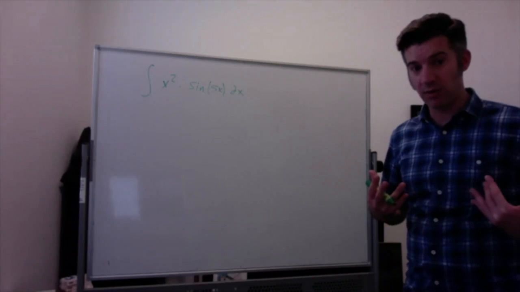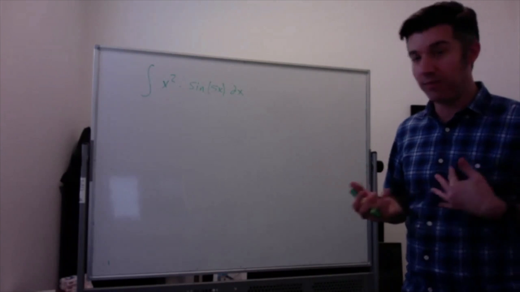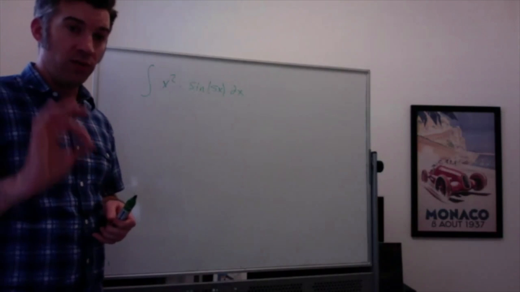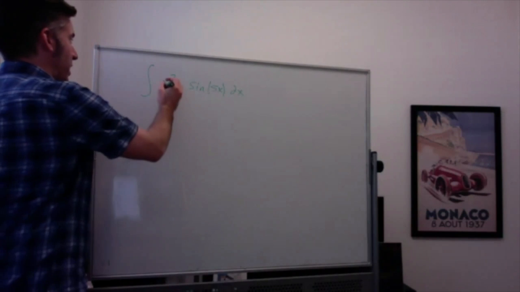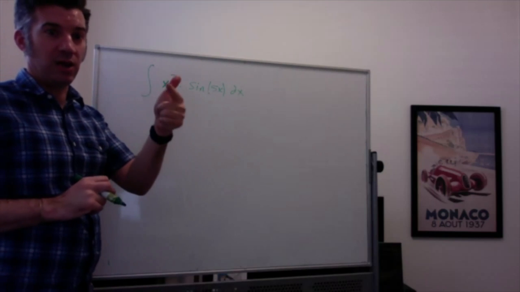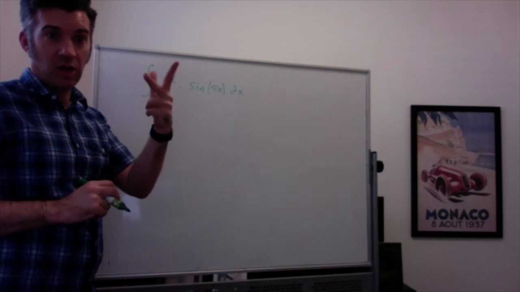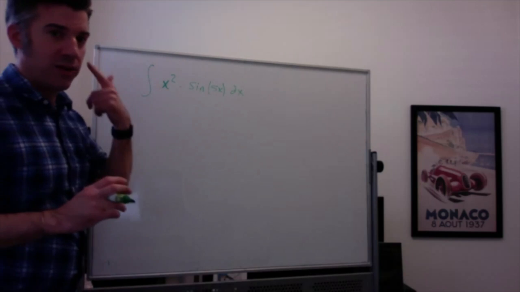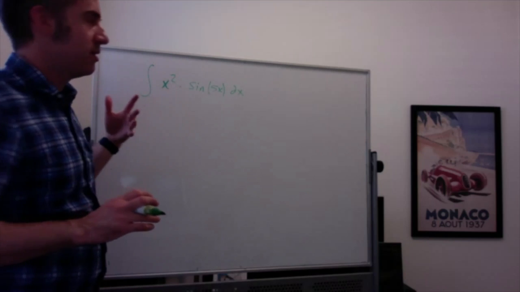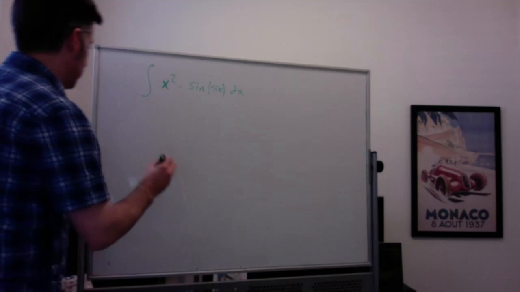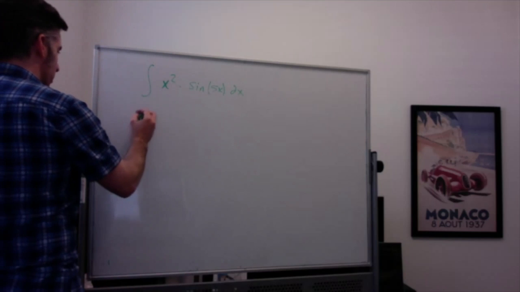I'm going to use tabular. And then if you guys want, I will definitely do it the long way. So again, I'll remind you, the tabular method only works when you have x to a positive integer power times a sine, a cosine, or an e to the something. Those are the only three things where it works. And really, the way I can remember it is the derivative of your u thing eventually has to become 0. So here's our tabular method.